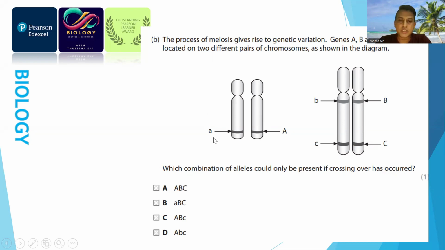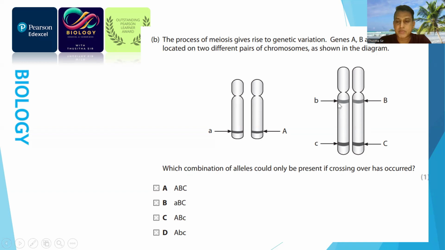So this is a homologous pair. It has one gene, gene A, and the recessive one, small a. This is a homologous pair, and it has B and C. If you look at B and C, they are on the same chromosome, and they are not very close to each other. We can consider these are not linked genes because they have some distance. When they have a distance, there is a higher chance of separation.